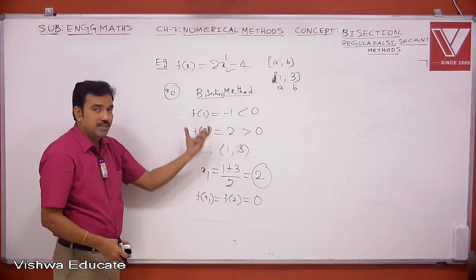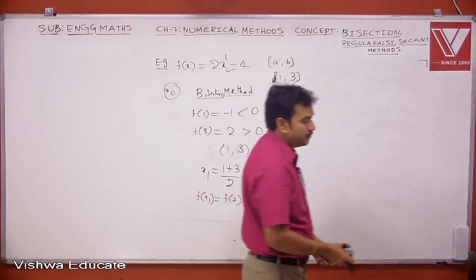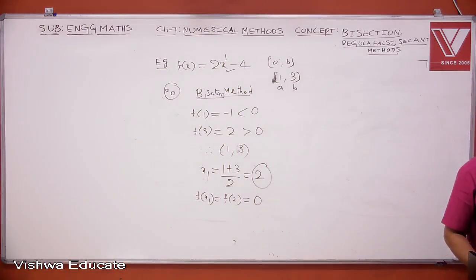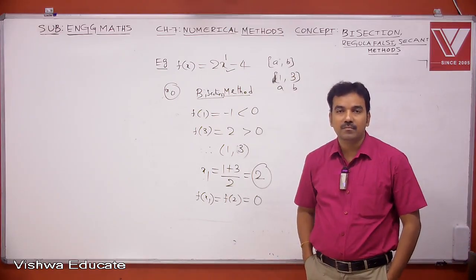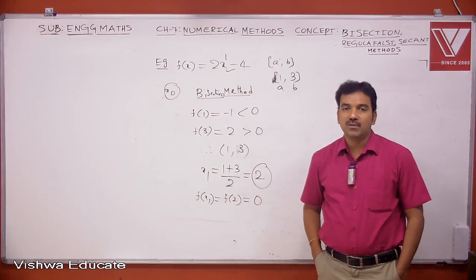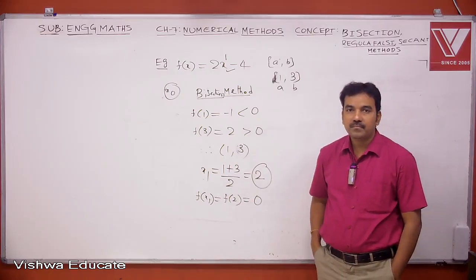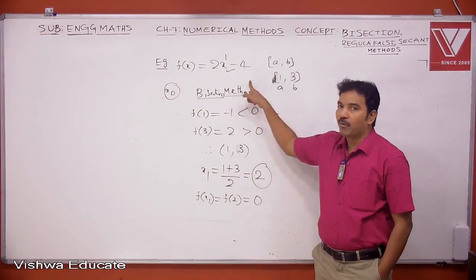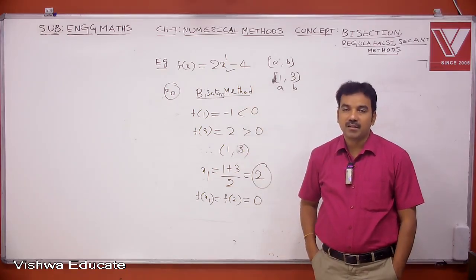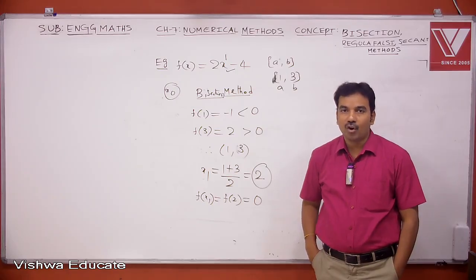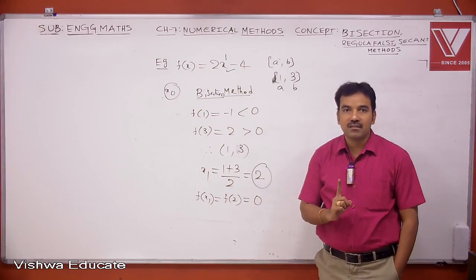Even note down this example. Note: the bisection method gives accurate value for all first degree polynomials in the first iteration itself.